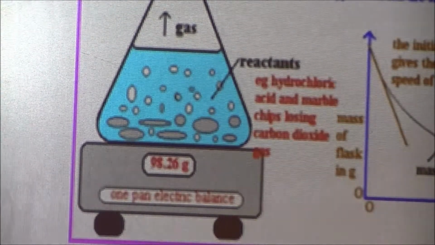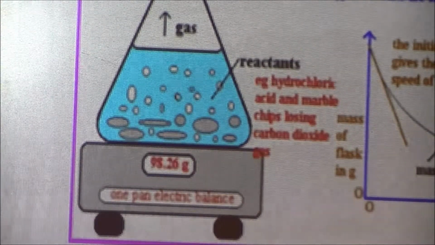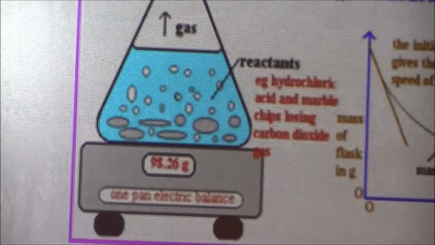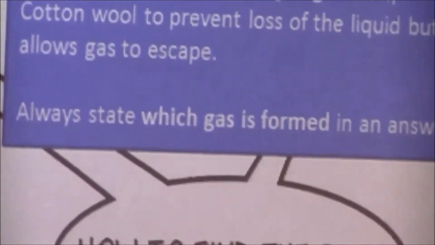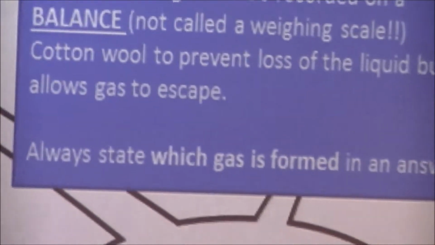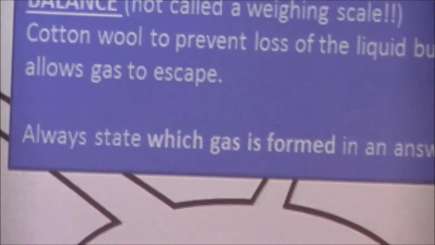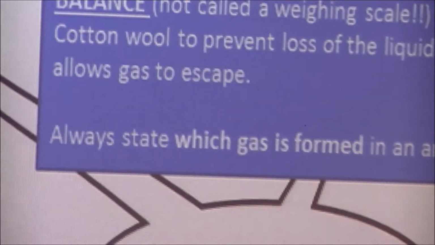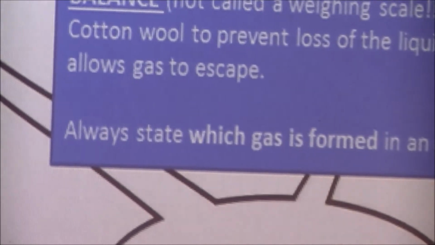Those are the only two gases that you would get if you're reacting an acid with any kind of metal or metal compound. Right, so if the mass was to decrease, we can actually talk about the gas that is formed, and make sure you do state the name of the gas in an answer. Why not? You might be able to work it out from an equation given, or you might be able to work it out from the reaction itself.